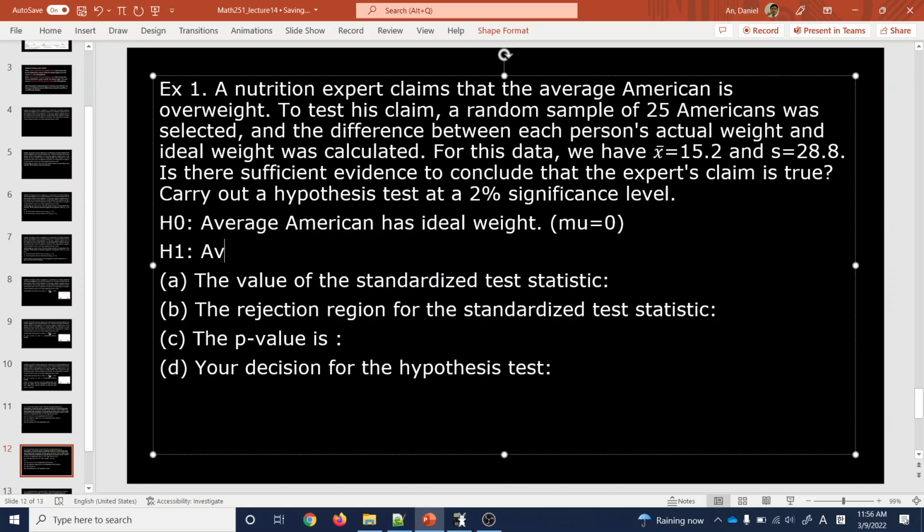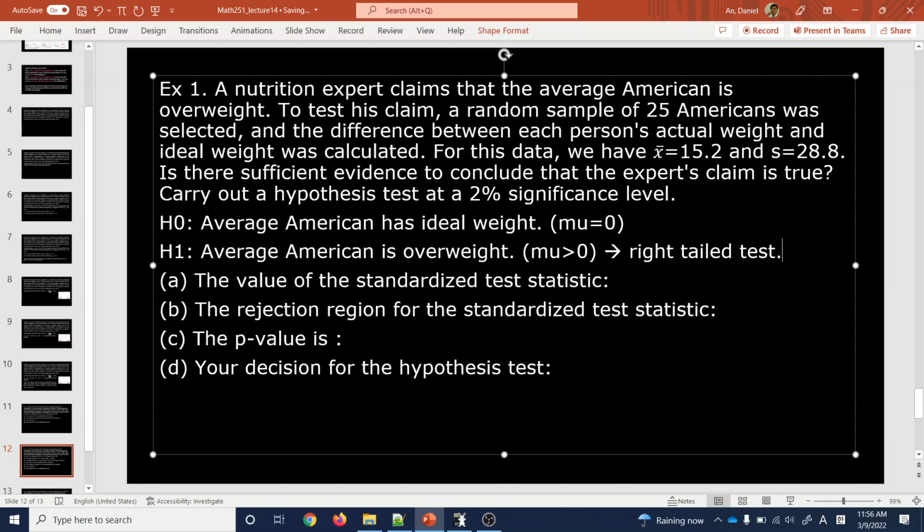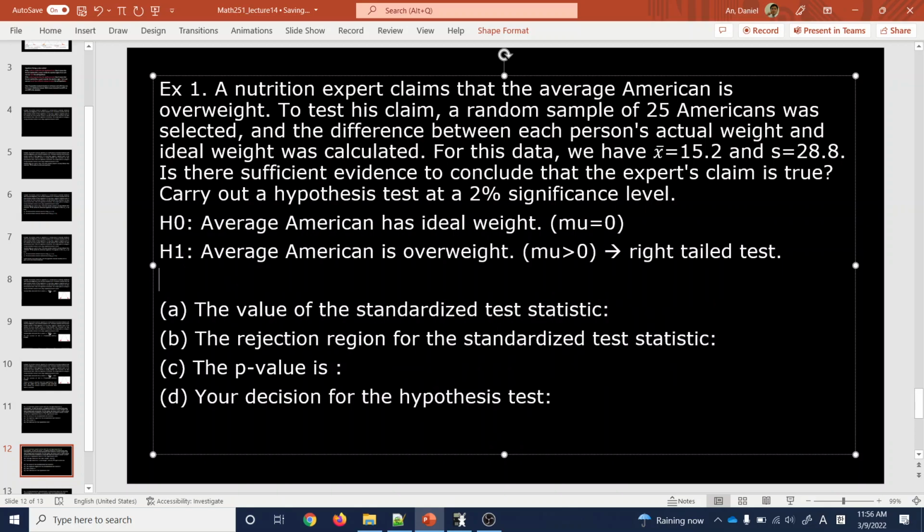And then the one that you want to prove is overweight. How do you say that in terms of mu? Greater than 0, right? So that's what kind of test? Is it a two-tail test, right tail test, or left tail test? Right tail test. So you're doing a right tail test.